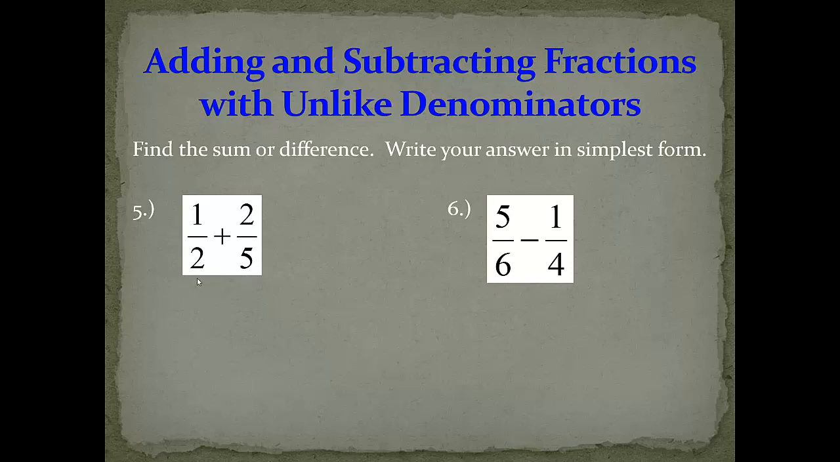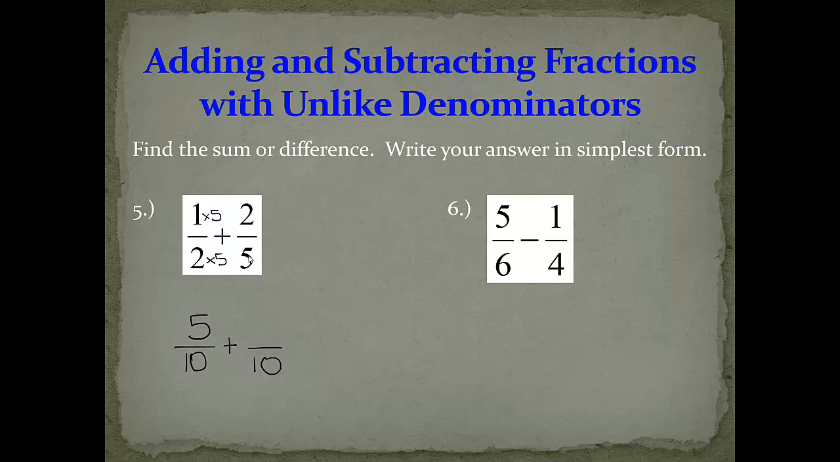So we need to think of what we could have as our least common denominator, or what is the least common multiple of 2 and 5. The least common multiple of 2 and 5 would be 10. So we're going to convert both fractions so they have a denominator of 10. For the first fraction, 2 times 5 gives us 10. If we're going to multiply the bottom by 5, we would also have to multiply the top by 5. So 1 times 5 is 5. So we converted 1/2 to 5/10.